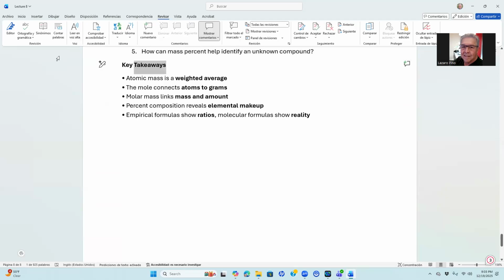Key takeaways. Atomic mass is a weighted average. The mole connects atoms to grams. Molar mass links mass and amount. Percent composition reveals elemental makeup. Empirical formulas show ratios. Molecular formulas show reality.